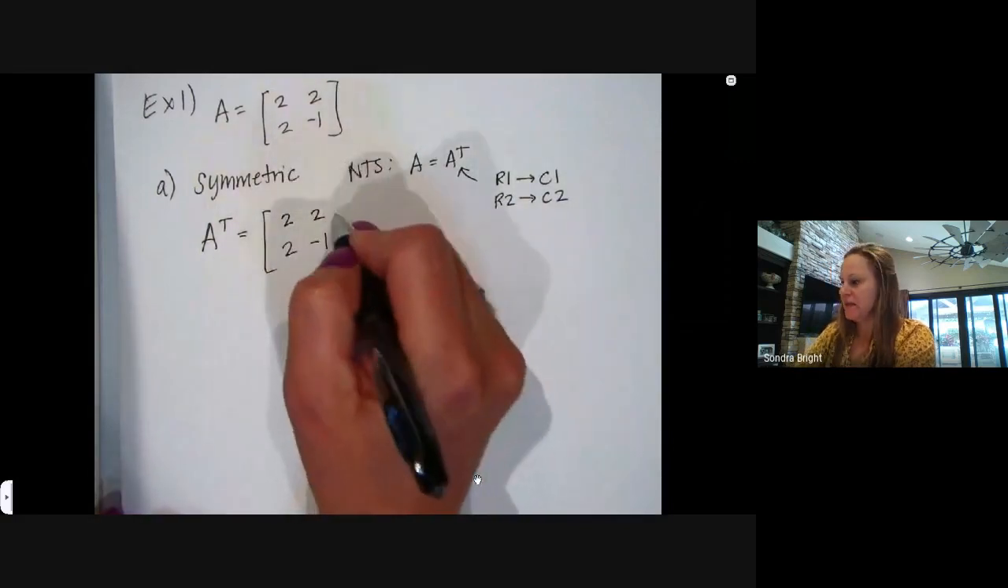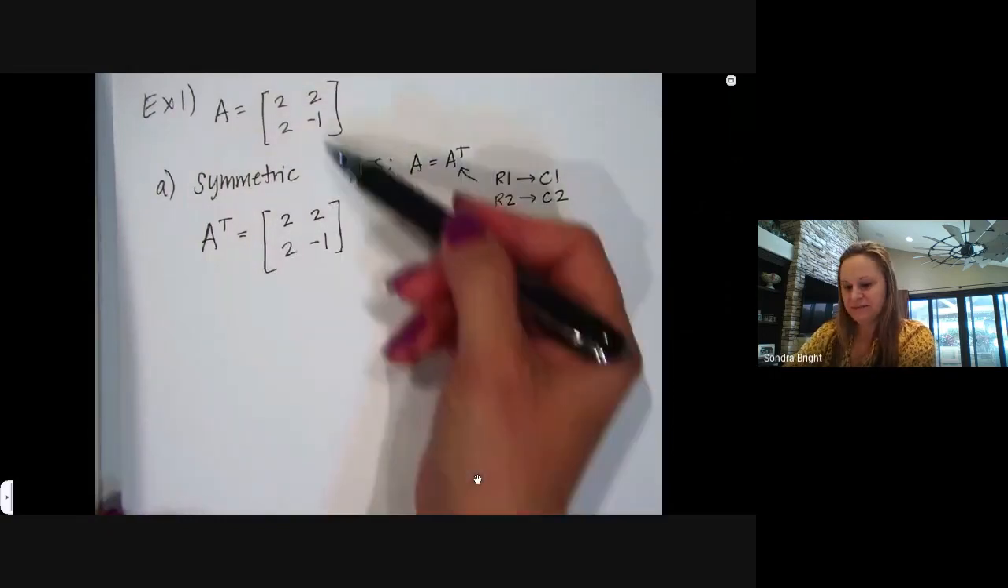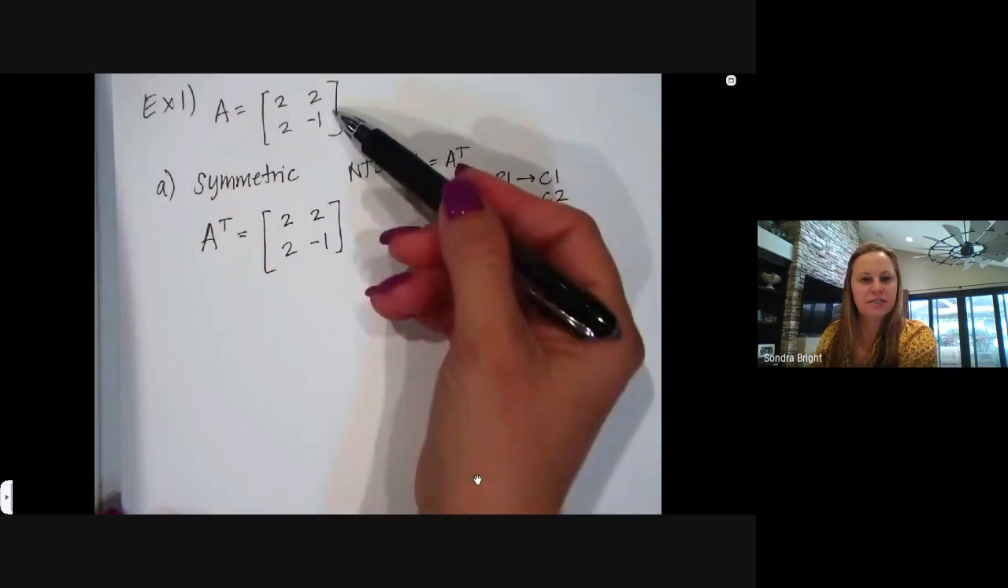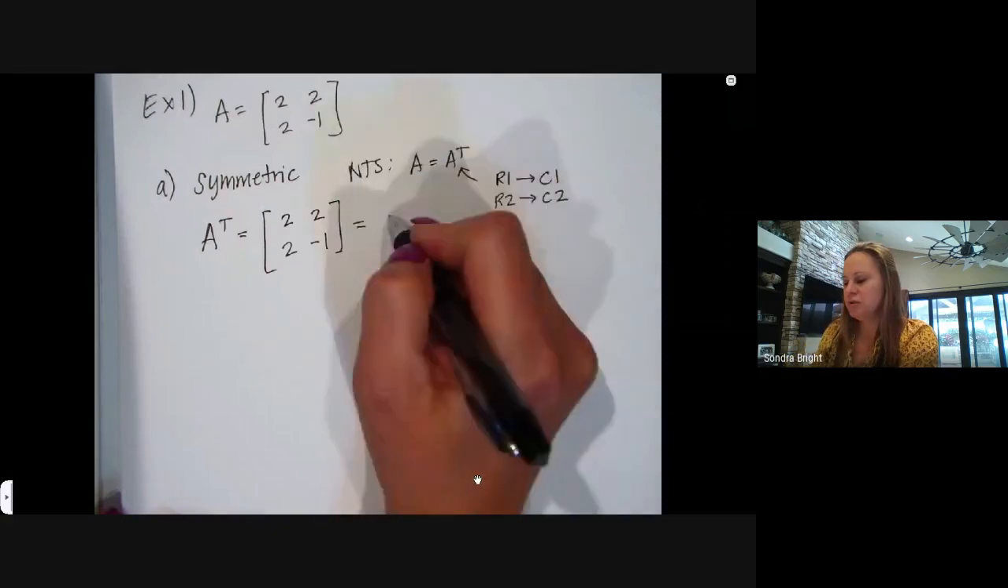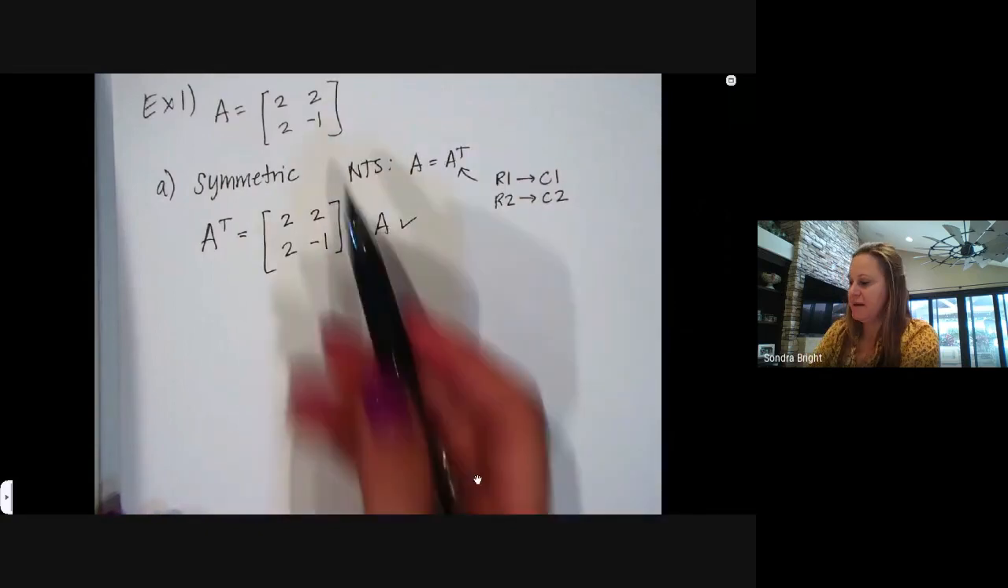Then we compare and we're like, look at that, they're equal. It's equal to A, check. That's all you're going to do to show it's symmetric. Do the transpose, show that it's equivalent to A, and you've shown that it's symmetric.